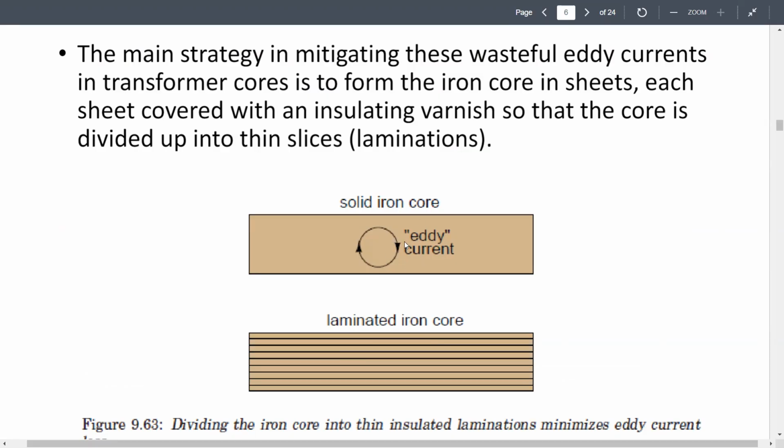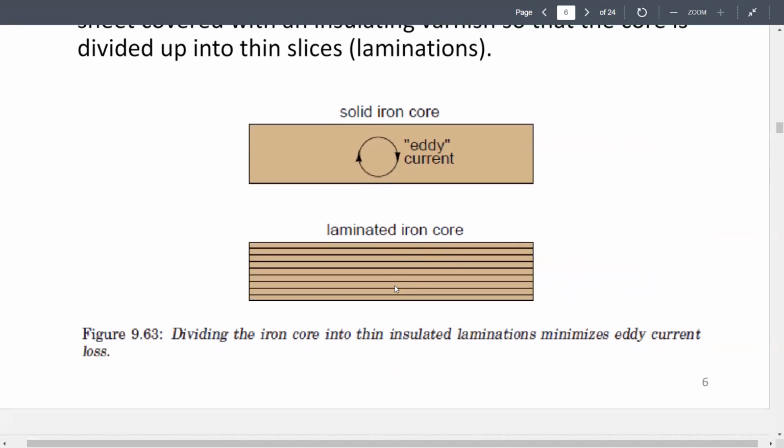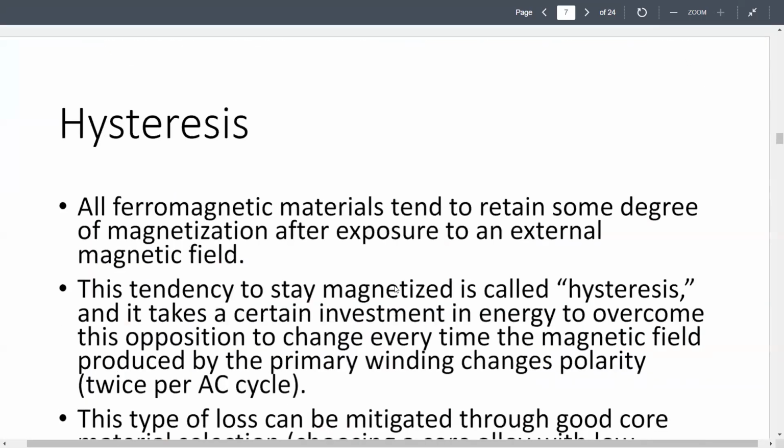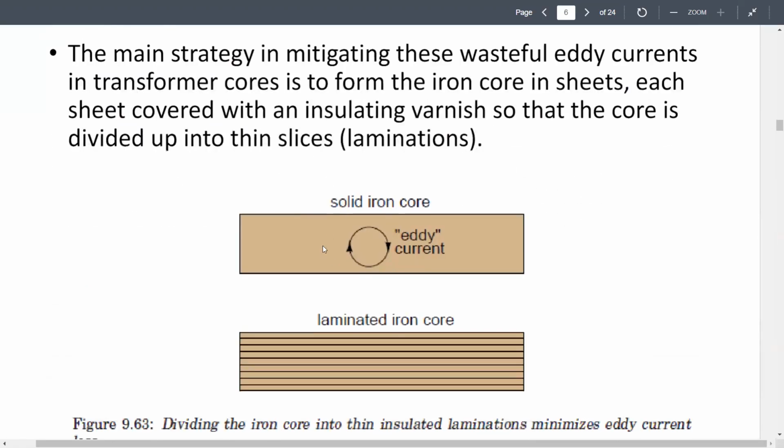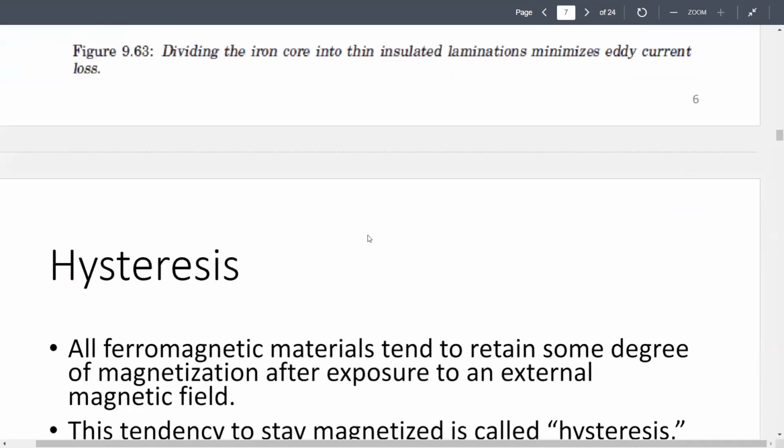You need to do this beforehand while designing the transformer, and while manufacturing it you need to follow this, otherwise the eddy current loss will be huge. The same goes for hysteresis loss. That is called eddy current loss. If you don't do it properly, the eddy current loss will be very high.